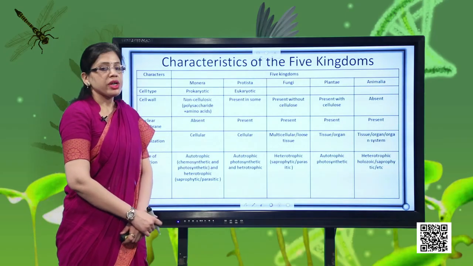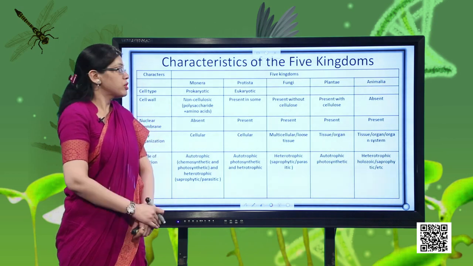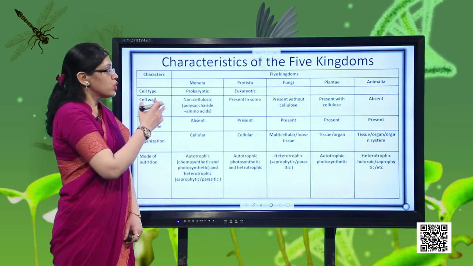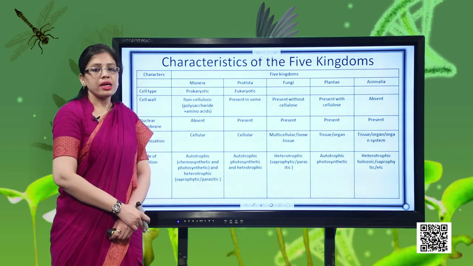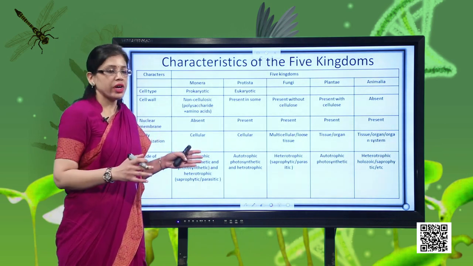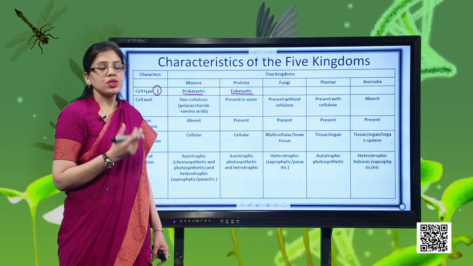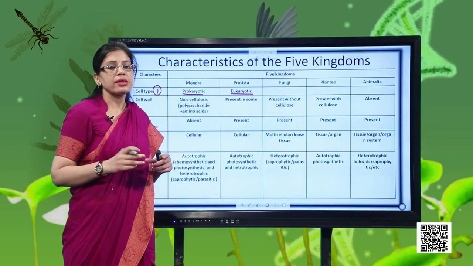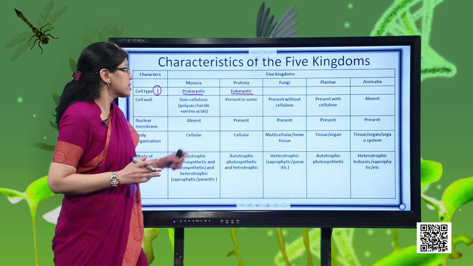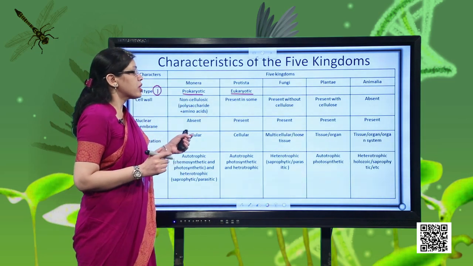So this table is very important. With the help of this table, you will be able to understand how we have classified the living organisms into 5 kingdoms. So the first point which we have is the cell type. I hope all of you remember these terms prokaryotic and eukaryotic. You have studied these terms in class 10th as well. So prokaryotic means having an ancient type of nucleus, means these organisms do not have a well-defined nucleus. Nucleus is not covered by nuclear membrane.